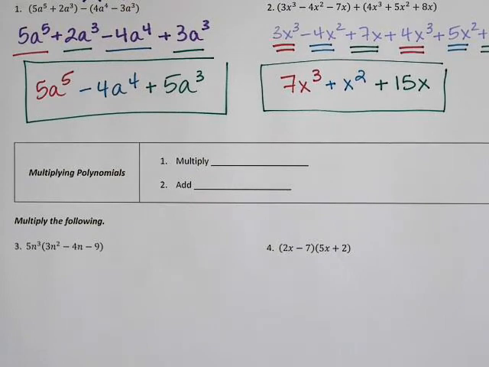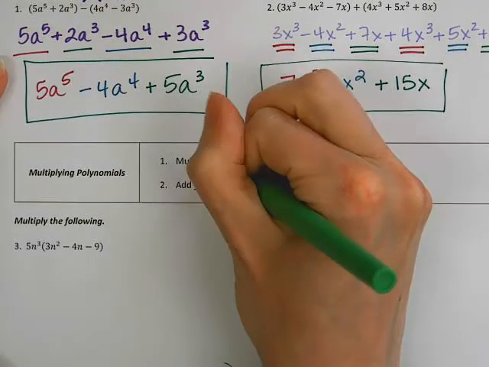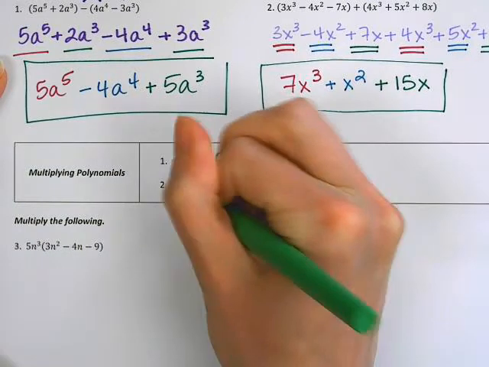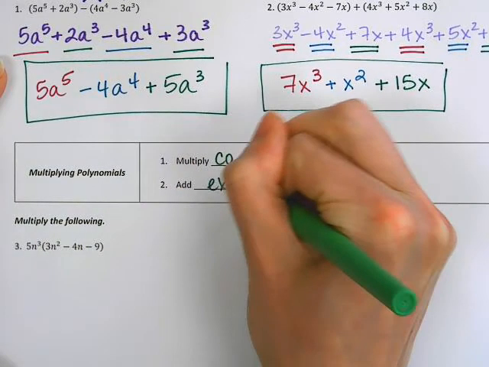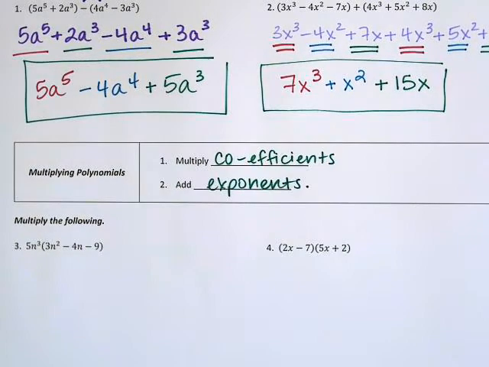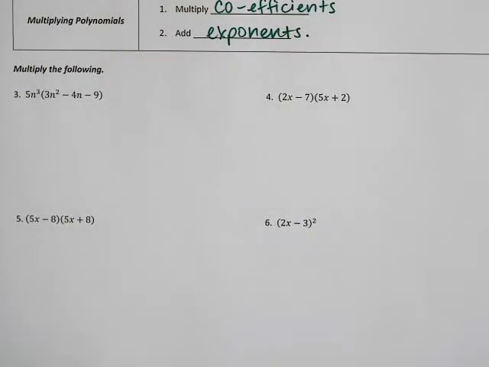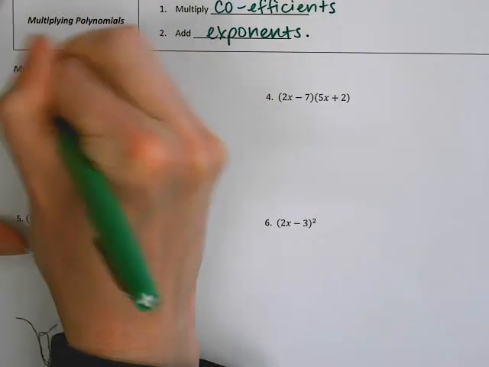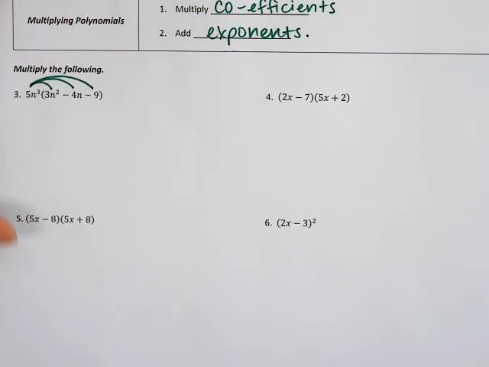Now when you multiply, this is a different story. When you multiply, you multiply the coefficients, but you add the exponents. Here's where you actually add the exponents. So let's try number 3. So we're going to distribute 5n to the third power into every piece.